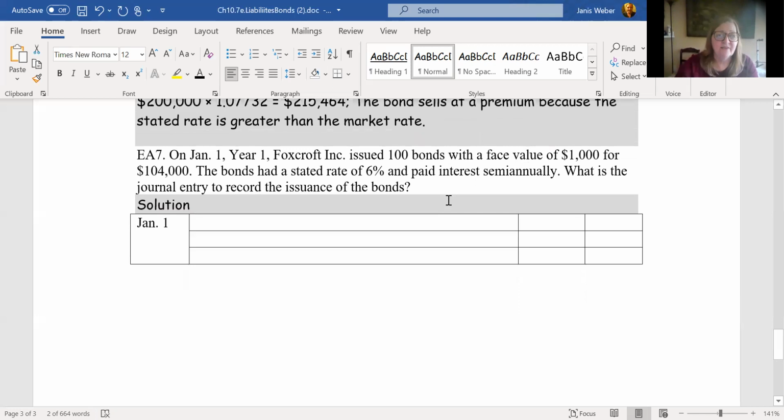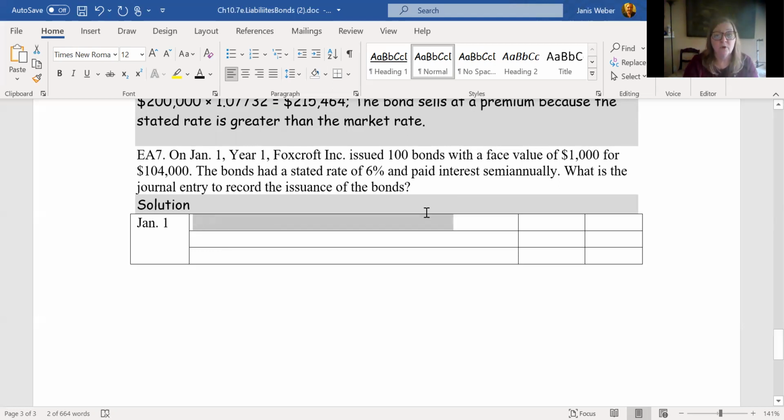Okay. EA7, on January 1st, year one, Foxcroft issued 100 bonds for a face amount of $1,000 each for $104,000. The bonds had a stated rate of 6% and paid interest semi-annually. What was the journal entry to record the issuance of the bonds? So first thing you look at is, they sold $100,000 worth of bonds for $104,000. That's obviously a premium, right? And that's all we need to know.